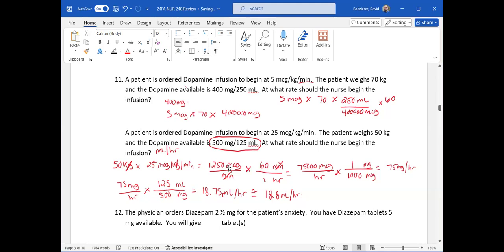Yeah, just make sure you multiply by 60 because you want to convert minutes to hours. And then you need to know that you're solving for milliliters per hour.